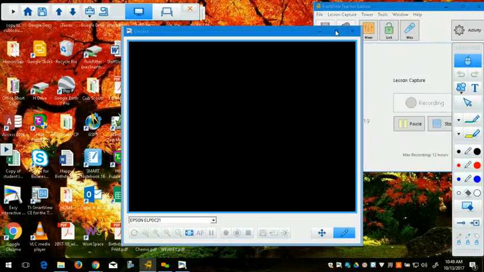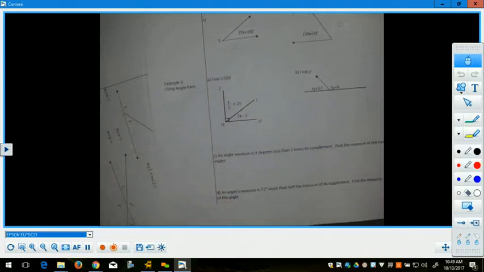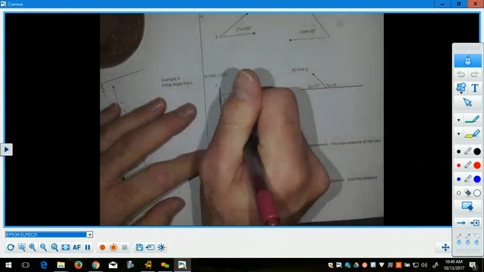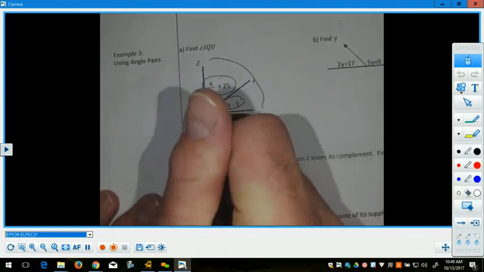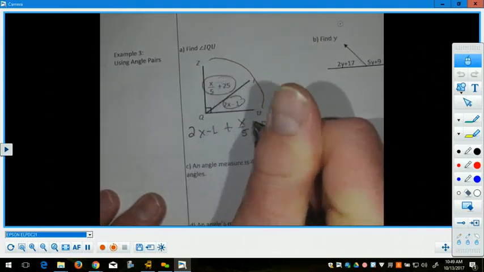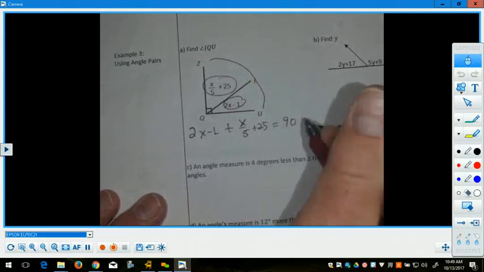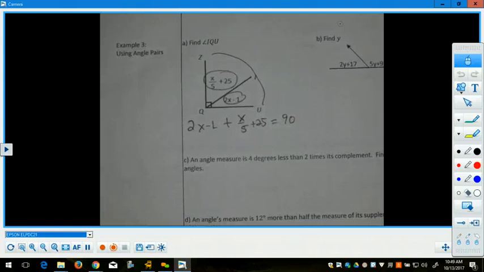All right, here we go. We are back. So here's what she said. Add these two angles. Angle addition postulate says if the two smaller angles are adjacent, then they'll add up to the larger angle. So we have 2x minus 1 plus x over 5 plus 25 equals 90. Guys, please don't talk right now.